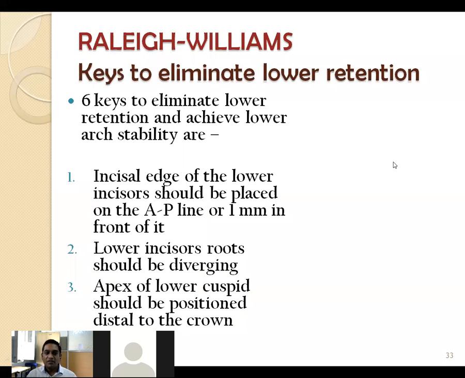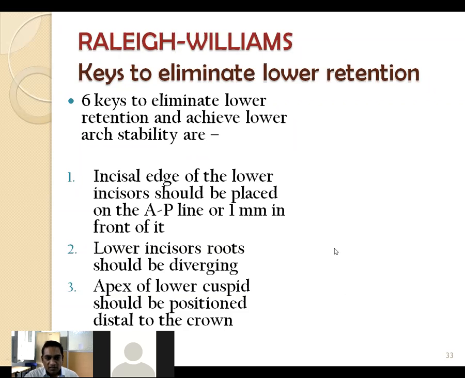Next, coming to the Raleigh Williams keys. These keys were given by Raleigh Williams only for lower incisor retention. As we have seen, lower incisor retention plays an important role in retention. Raleigh Williams considered it very important to keep the lower incisors in a proper position, which will help in retaining the corrected malocclusion.